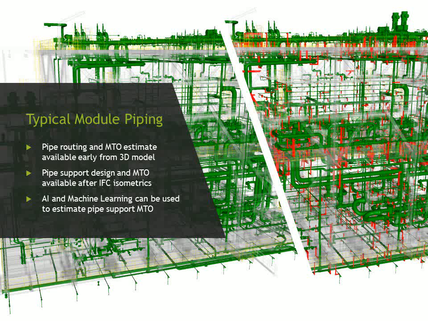But with such drastic changes possible, the 3D model typically uses placeholders for pipe supports and cannot provide an accurate estimate of materials at such an early stage. Delays in material procurement could cause delays in piping installation and module delivery. Therefore, a method is required to estimate pipe support MTO, something that can be done using AI and machine learning.